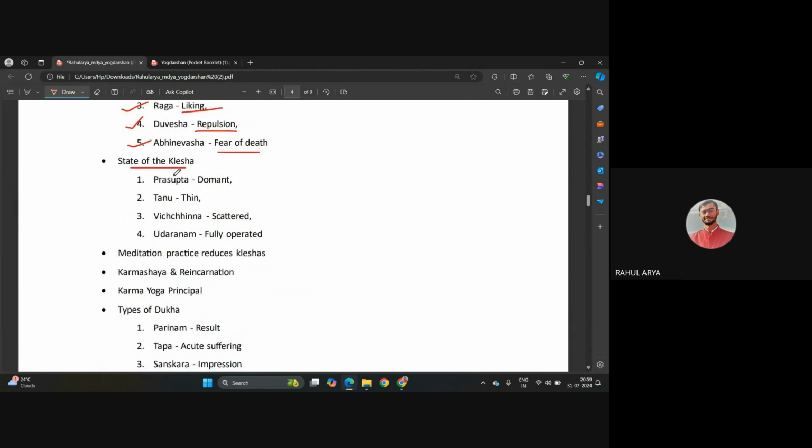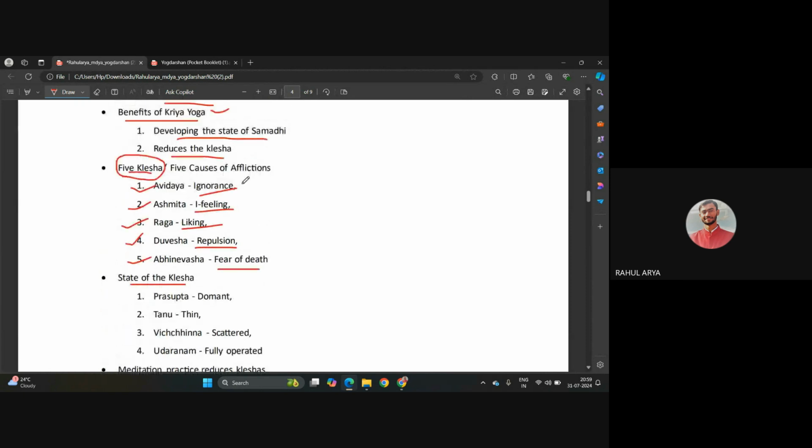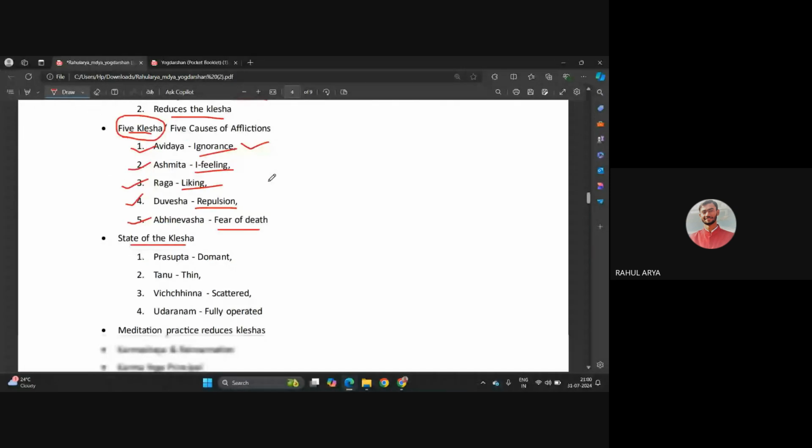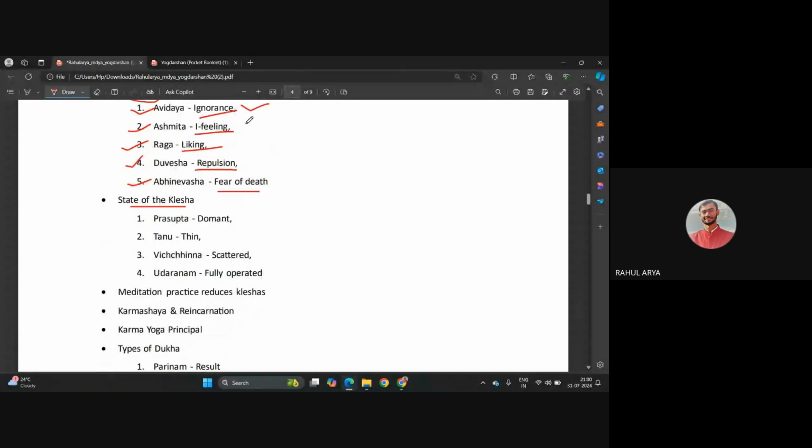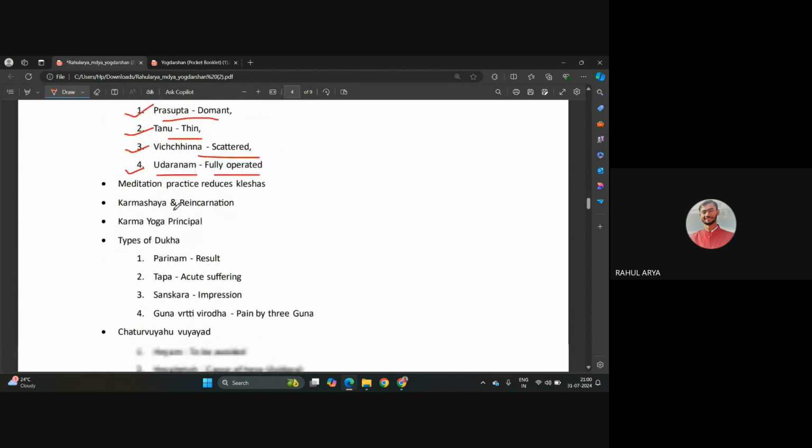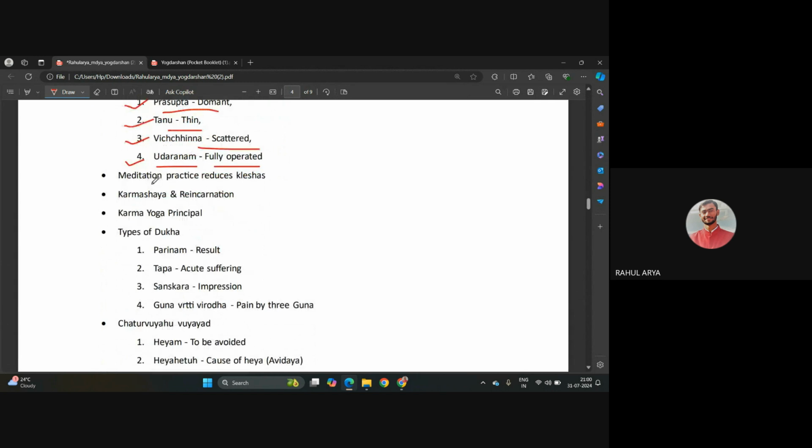State of the kleshas. Except avidya, because avidya survives in all states, the other 4 kleshas have these 4 states: Prasupta, dormant state; Tanu, thin state; Vichinna, scattered state; and Udaranam, fully operated state. So these kleshas have 4 states. And after that, we can reduce the effect of the kleshas with the practice of meditation.